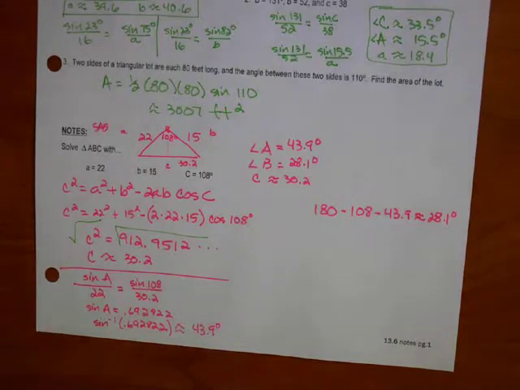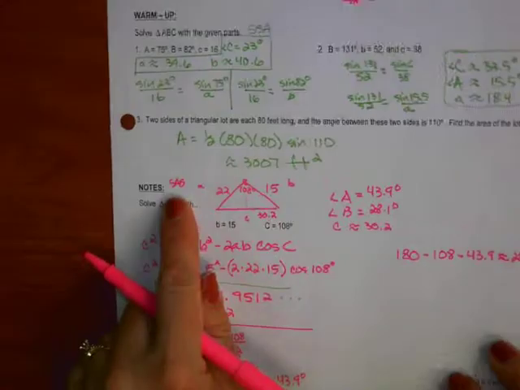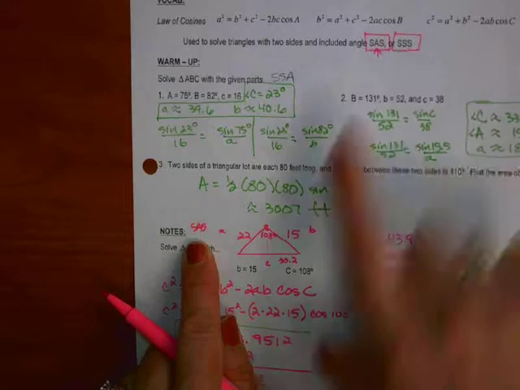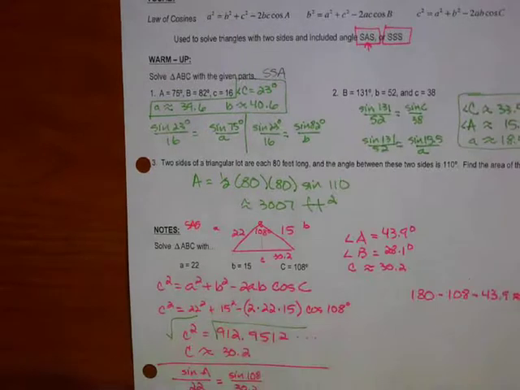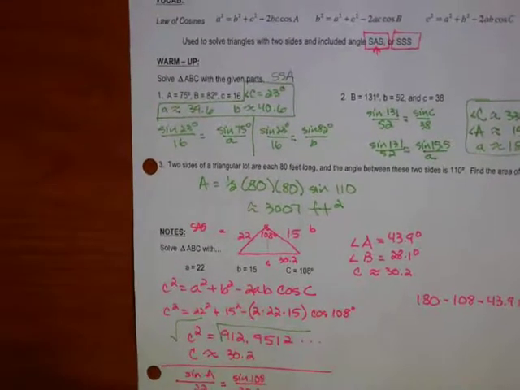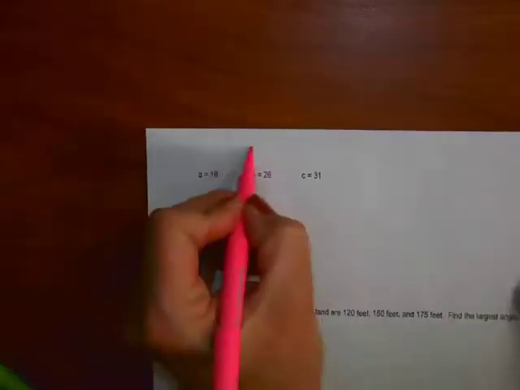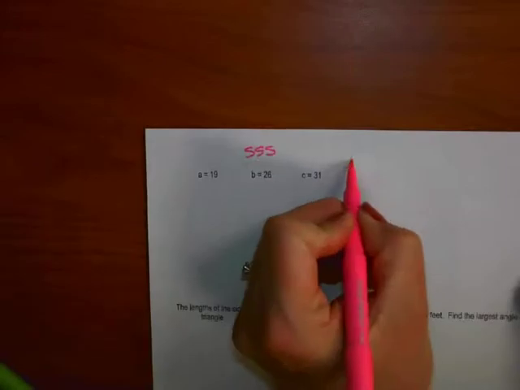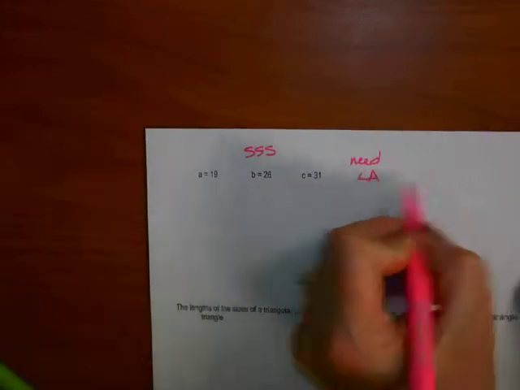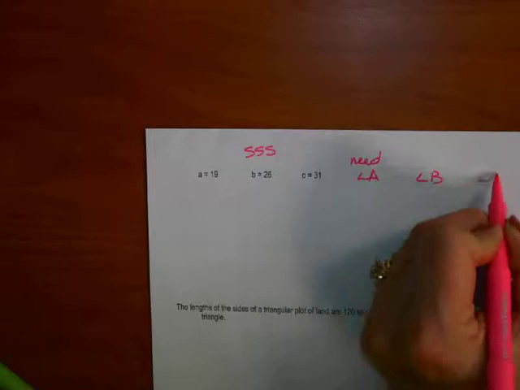What do you think? Doable? Okay. So again, that's when you have side angle side or the three sides. Then you just jump in. We're going to try one now where we have the three sides, and you'll see where that's a little bit different, but not bad. Let's turn it over. All right. I have side, side, side. So I need angle A, angle B, and angle C.